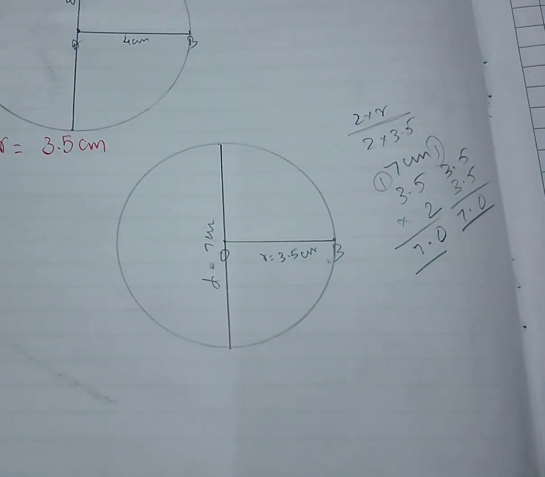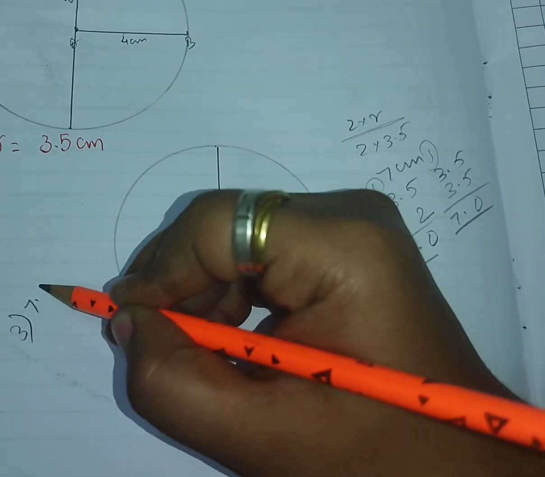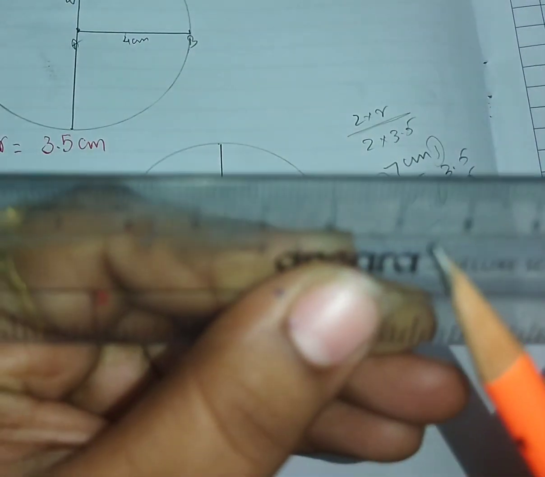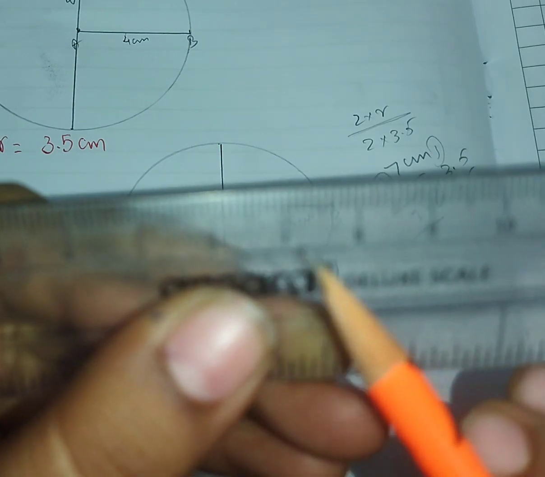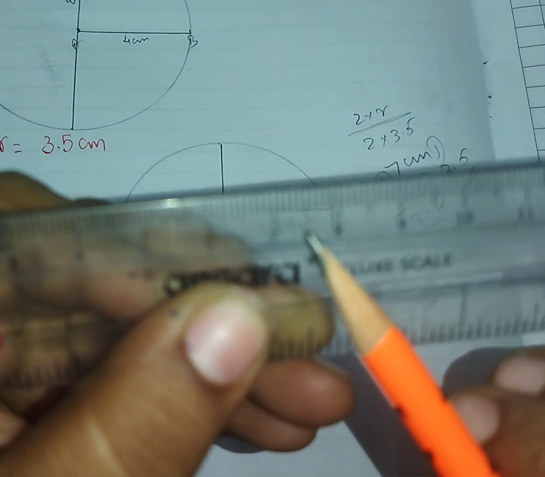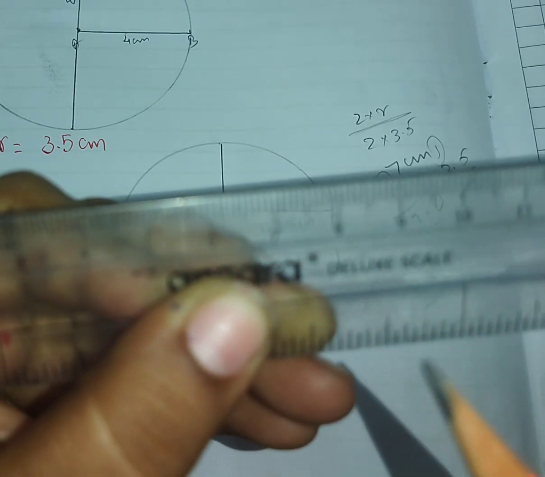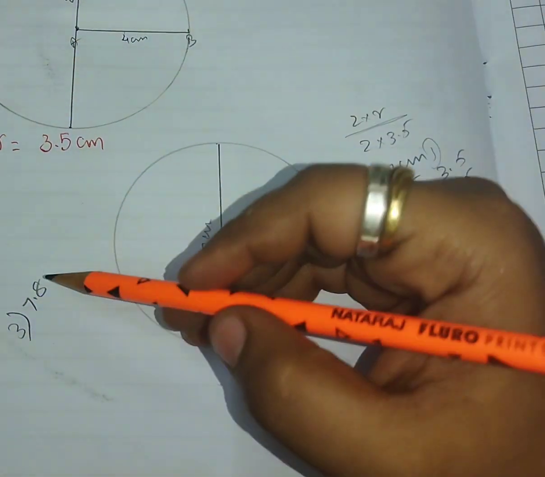I hope you all have understood. Try constructing in your notebook. For 7.8, so 8 means what you will do? Till 7 centimeter you will measure. Then between 7 and 8, you will have a line that you will call 7.5. After that 7.6, 7.7, 7.8. So keep a dot first, join the line, then construct the circle.